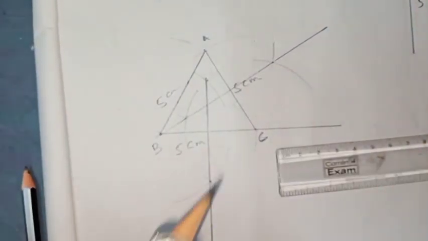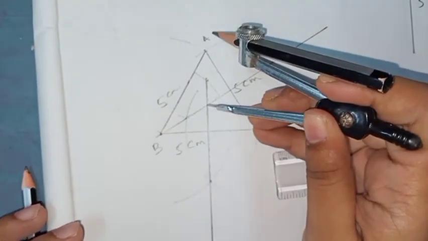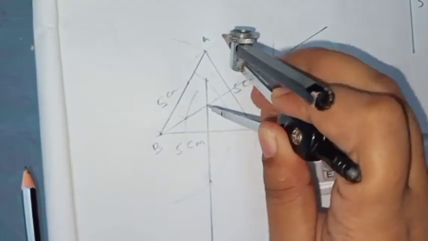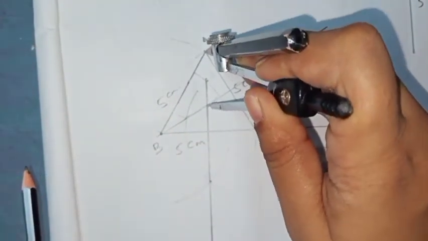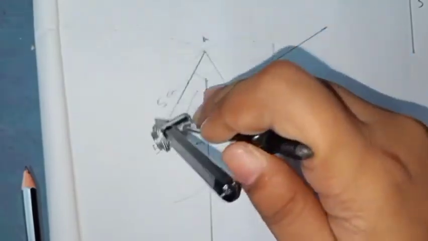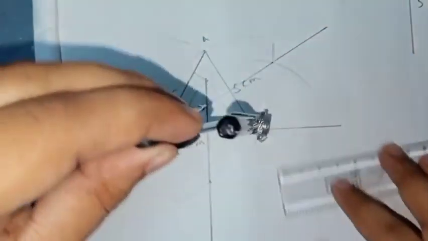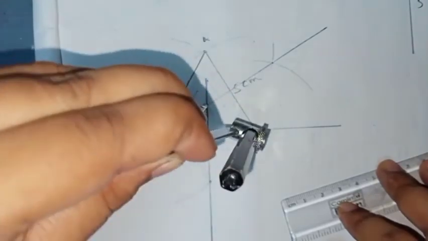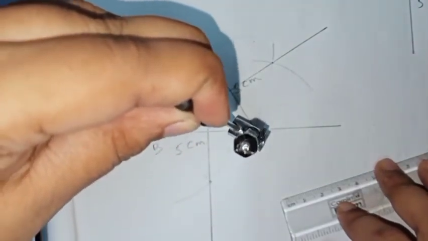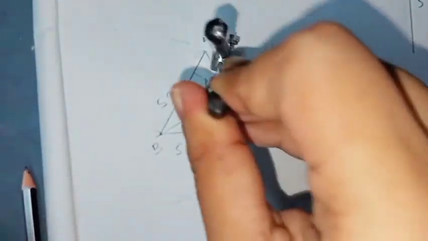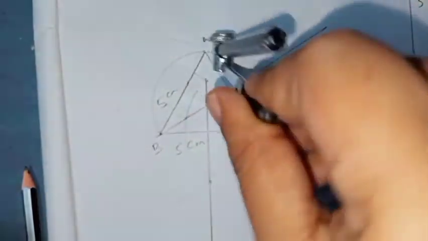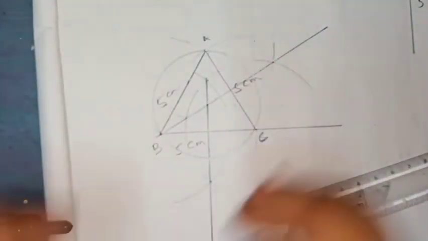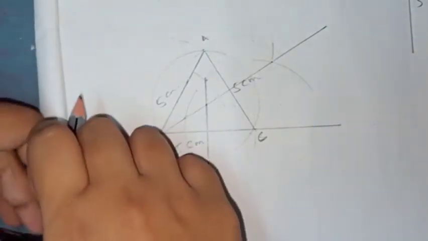Okay, now what you will do, you will take this intersection point and A measurement, and you will make one circumcircle. It must touch A, B and C points. If it is touching outside or inside of any point, it means you are doing something wrong.